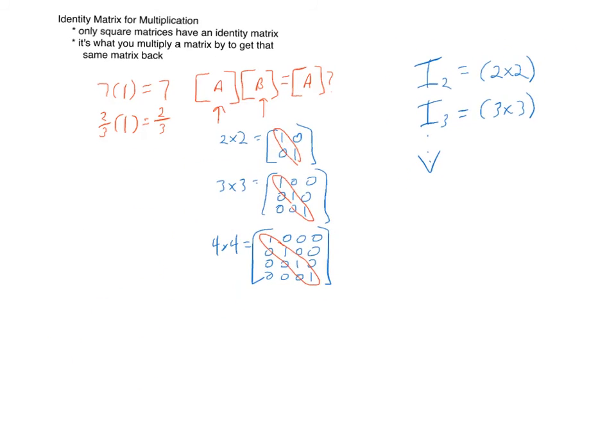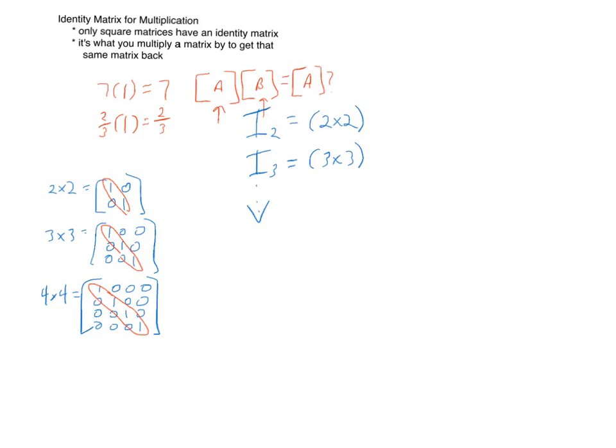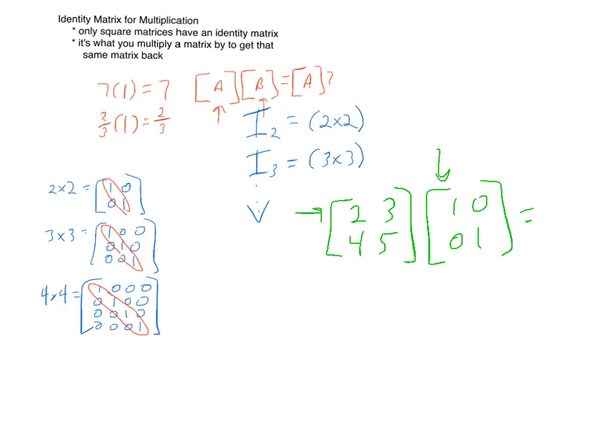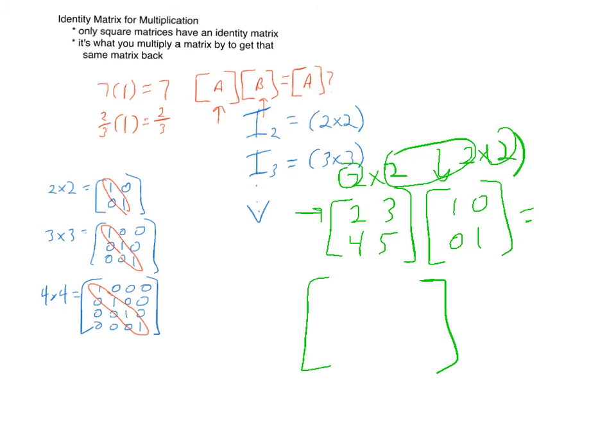Let's do a little example on this stuff now. Okay, I'll leave that over there. Say I gave you 2, 3, 4, 5. And I'm going to multiply it by its identity matrix, 1, 0, 0, 1. All right, well, how do we multiply? First off, remember it's a 2 by 2 times a 2 by 2. The middle numbers are the same, so we can multiply it. And our resulting matrix is going to be the outside numbers, which is also a 2 by 2.